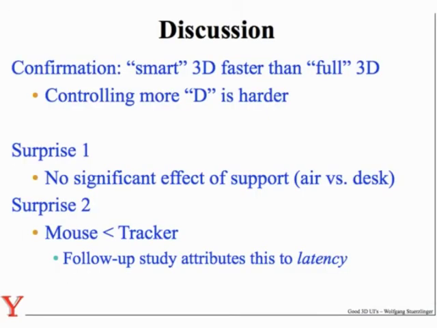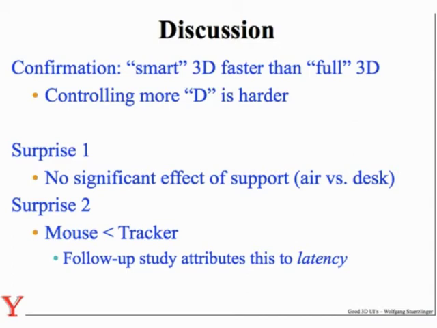So out of this study, we got the insight that smart 3D is faster than full 3D. In a sense, that's not that surprising, because controlling more degrees of freedom is harder and less precise. So you lose, typically. But a couple of surprises. Wait a second. If I move a mouse on a desk and if I move a mouse in the air, it's about the same time.